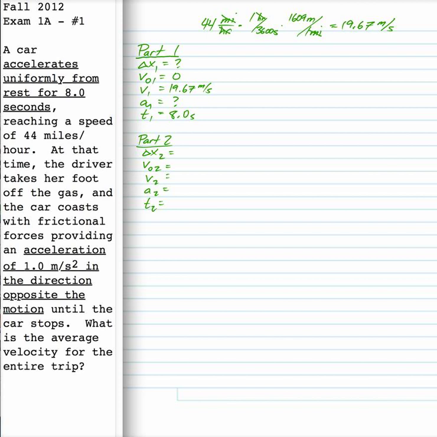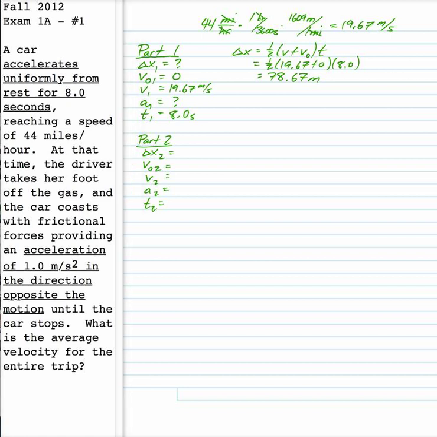Now, I don't think we're going to need the acceleration for anything, but we are going to need delta x. So I'll use the equation that doesn't have the acceleration in it, which is delta x is 1/2 (v plus v naught) t. So that's 1/2 times 19.67 plus 0 times 8.0. And that works out to be 78.67 meters.